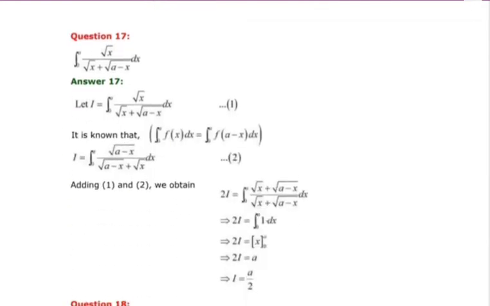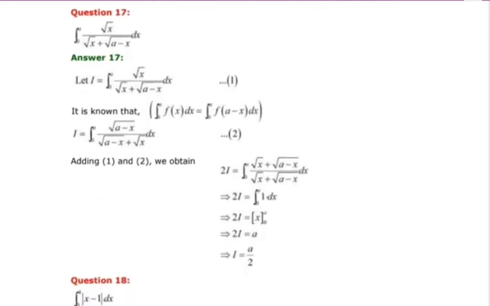So next, question number 17: the integral from 0 to a of root x upon root x plus root a minus x dx. Let us consider this as equation 1. Now it is known that f of x can be written as f of a minus x. So similarly here x can be written as a minus x, and a minus x as x, so the terms get cancelled. Take it as equation 2.